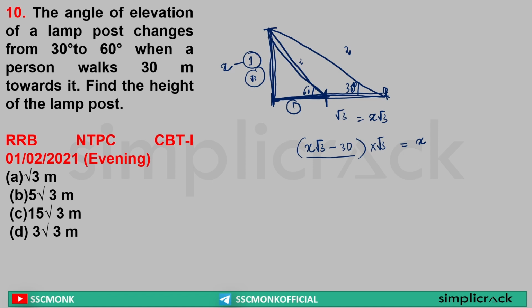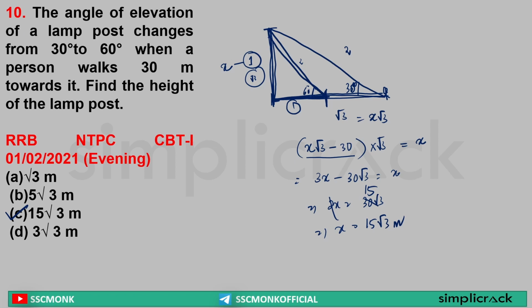Yes. Now, what to do? Sir, very simple. Let's multiply root 3. So this will be 3x minus 30 root 3 is equal to x. So if I take 3x minus x, it will be 2x, which is equal to 30 root 3. So the value of x is equal to 30 root 3 by 2, that is equal to 15 root 3 meter. So what is asked? Find the height of the lamp, that is 15 root 3 meter. Very basic. I do not need to do anything else over here.